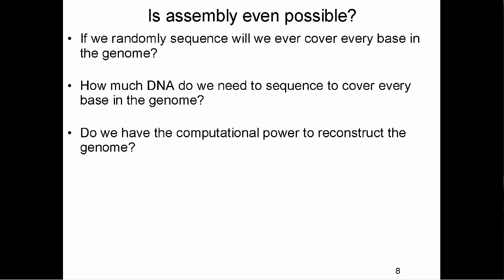Scientists wondered if the randomness of the shotgun sequencing process may prevent us from ever reading every base in a genome. Even if we could prove that eventually every base would be covered, would we need to generate an infeasibly large set of reads to achieve this guarantee? And in the end, would computers be able to put all the data together?